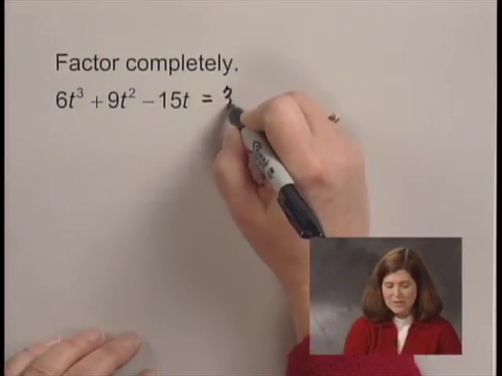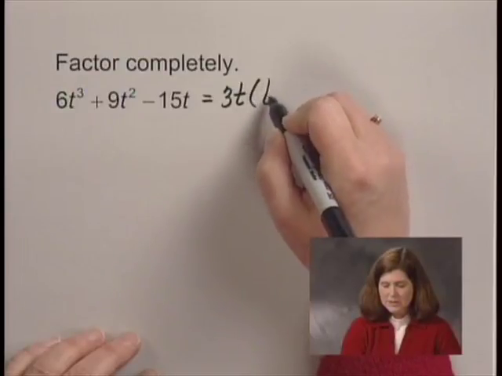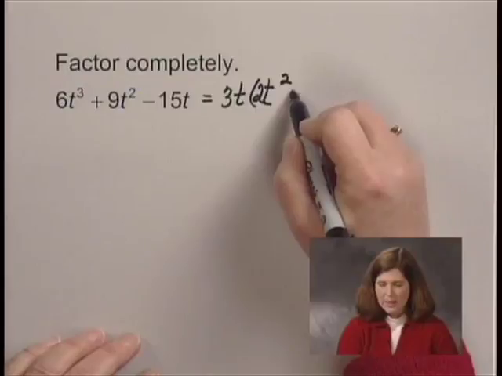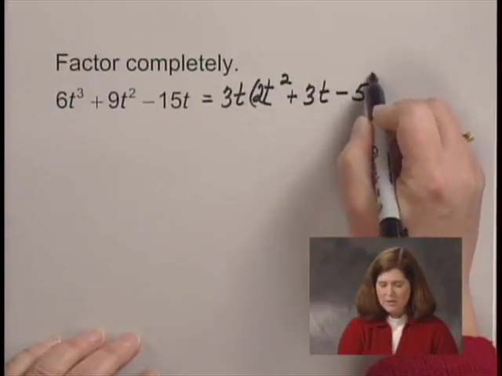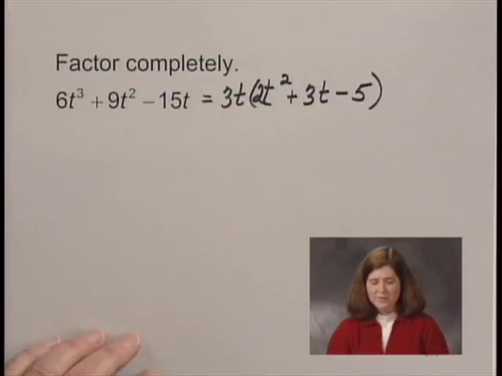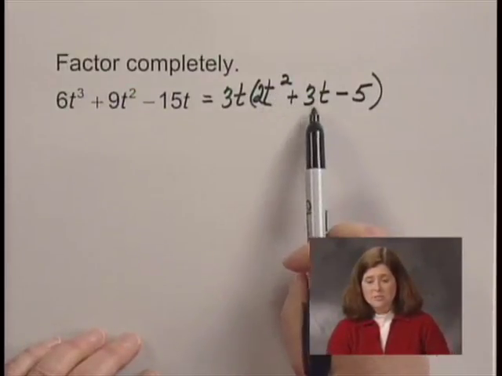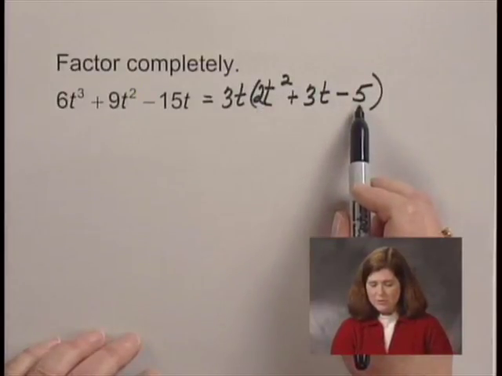So we'll factor 3t out, and I get 3t times 2t squared plus 3t minus 5. Now I see if I can factor 2t squared plus 3t minus 5. If it does, it's not a perfect square trinomial.